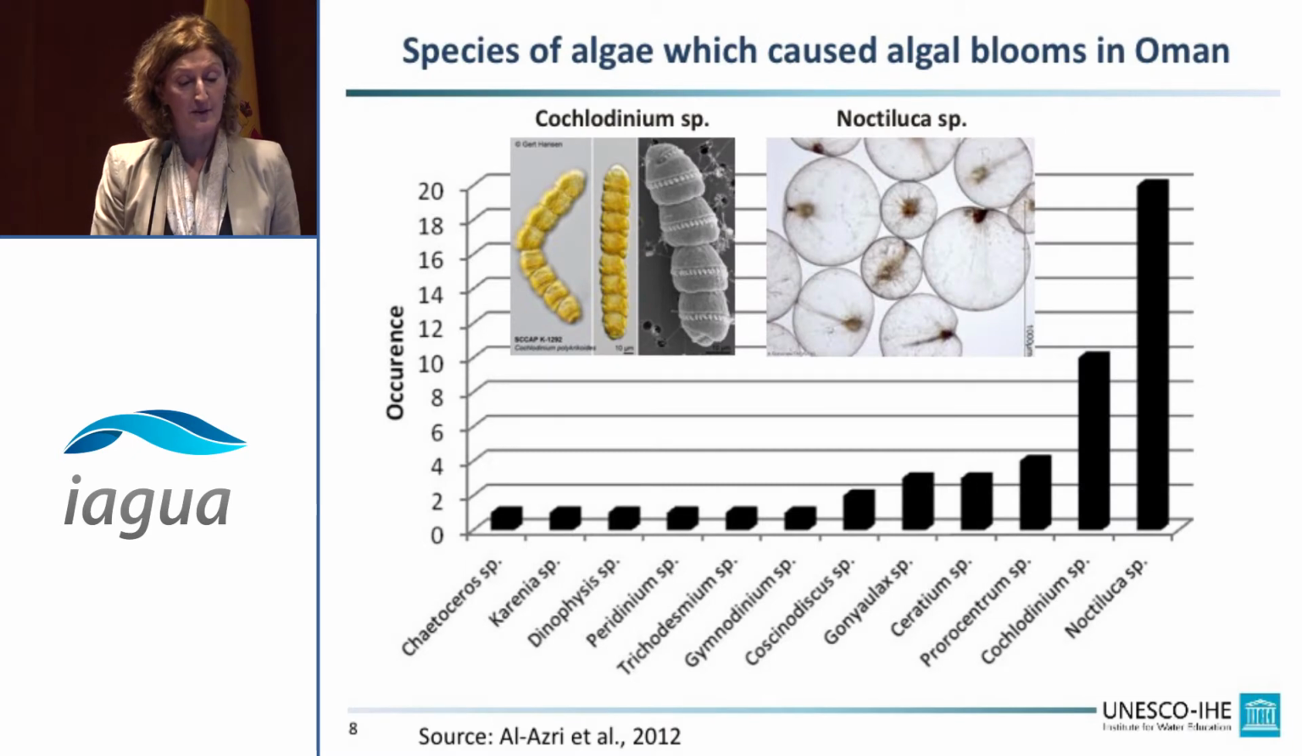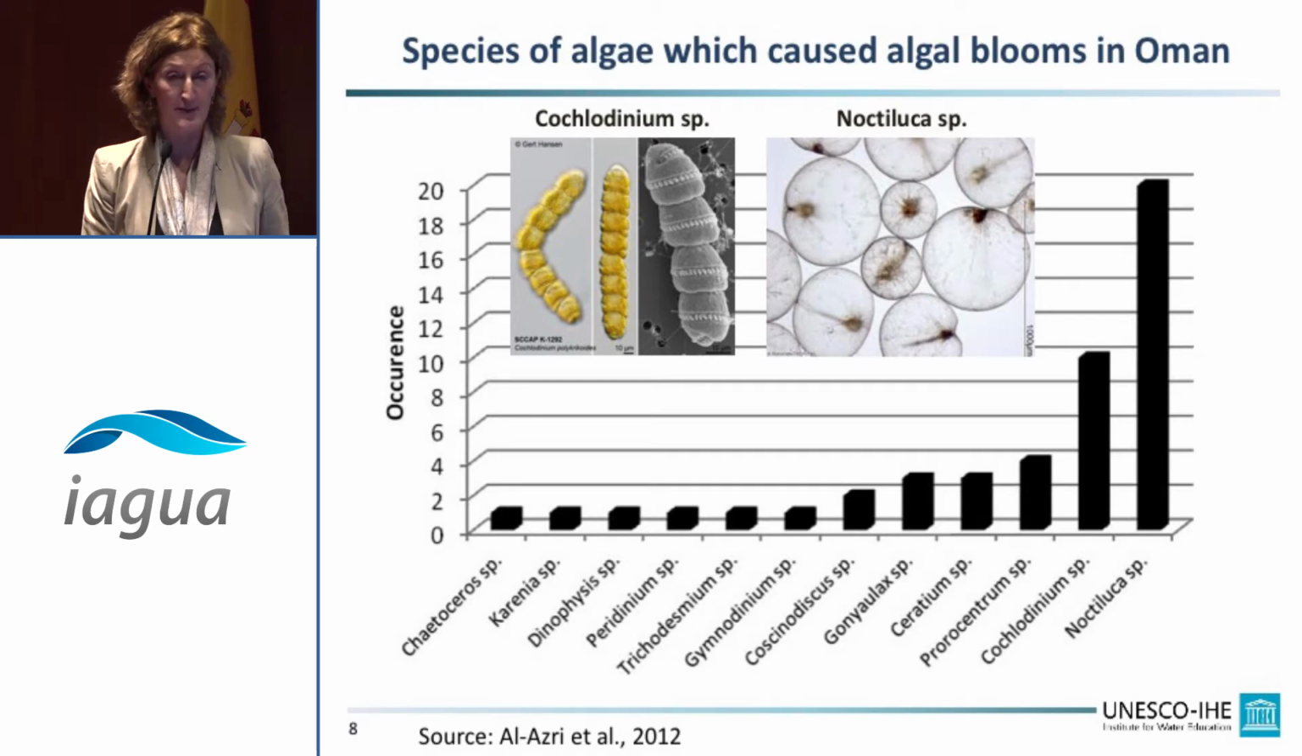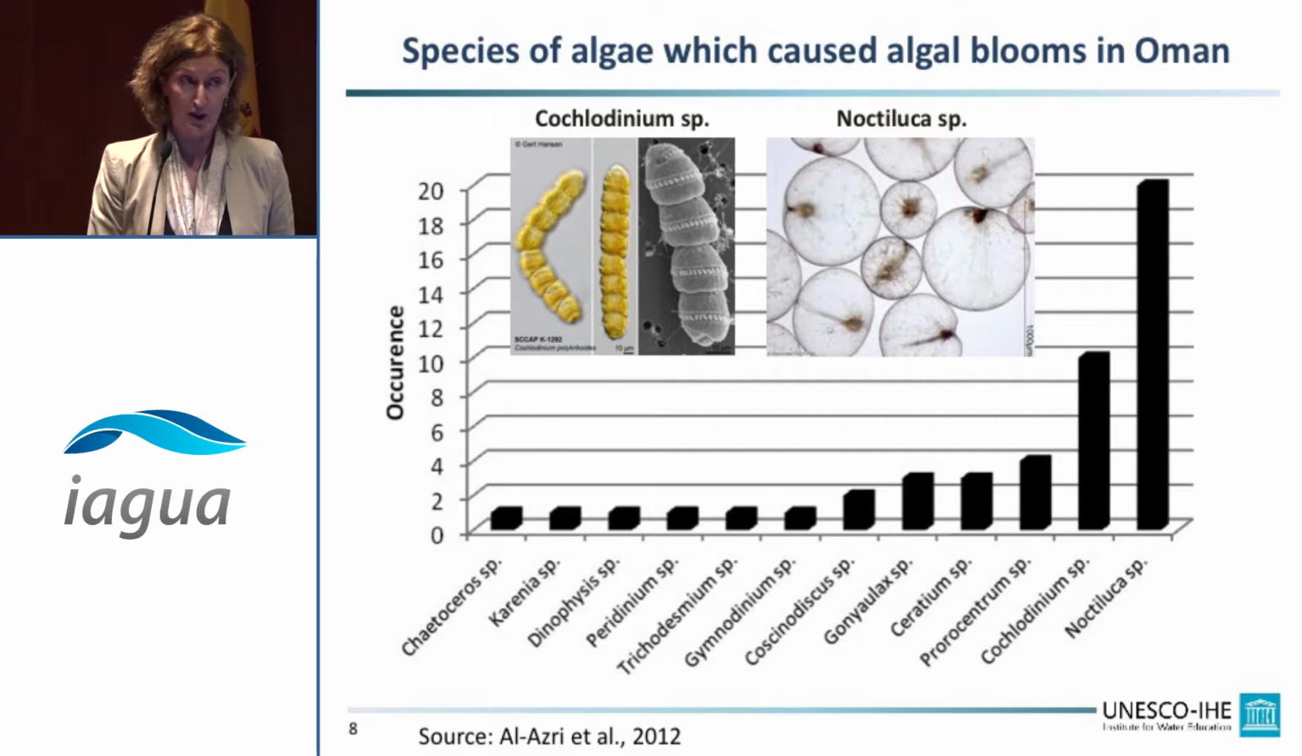Now, many of the algal blooms in Oman seem to be caused by a couple of species. So here I have the occurrence of the algal blooms, and these are the different types of algae which they have found during these algal blooms. You see the cochleodinium, which is the second last one. That's a toxic algal bloom, and that one seems to recur quite frequently. Also, the Noctiluca seems to be very prevalent in Oman water.